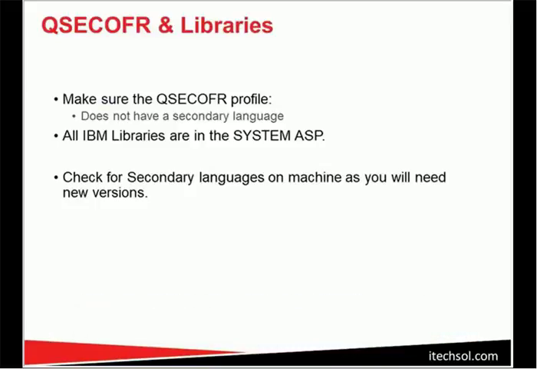I also want to make sure that QSECOND has no secondary languages. I want to make sure that all the IBM libraries are in the system ASP and not in a user ASP, or anything like that. If I have secondary languages, I want to know what they are, and I need the secondary language for the release that I'm going to, because after I install the licensed programs, I'm going to have to go back and install the secondary languages. I'm going to want to make sure I get that on there.